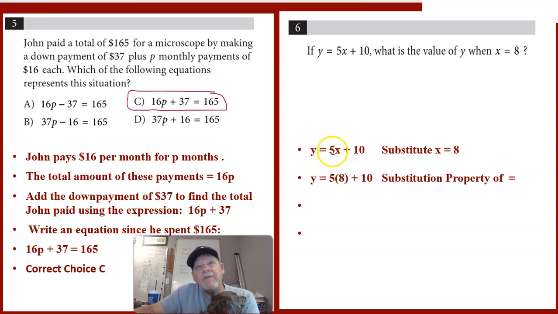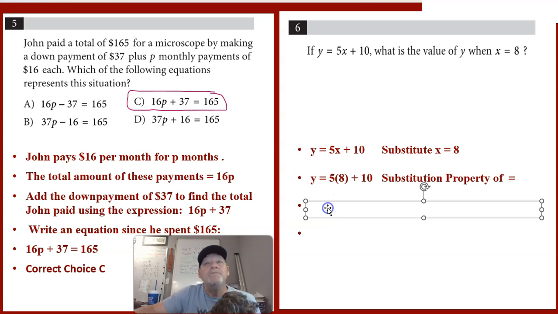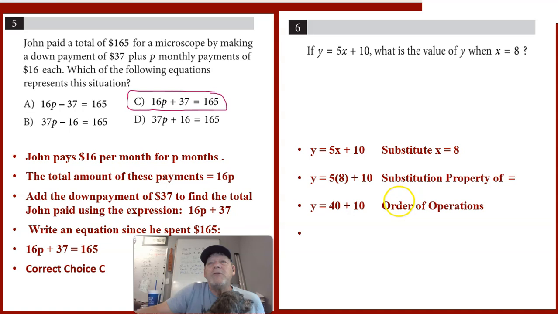Anytime 5x represents 5 times x, or 5 times 8, using the substitution property of equality, that's the fancy word you use in geometry class whenever you're doing algebraic proofs. So you have to use the order of operations, and you multiply before you add in PEMDAS, or please excuse my dear Aunt Sally. So 5 times 8 is 40. You add them together, you get y equals 50. Hopefully you were able to get that one correctly as well.